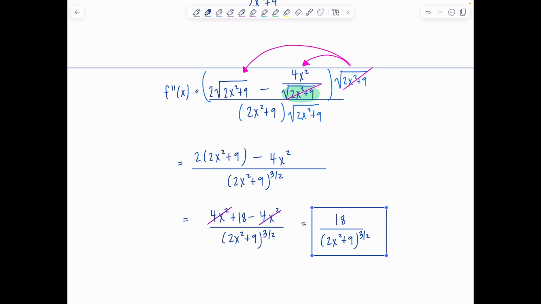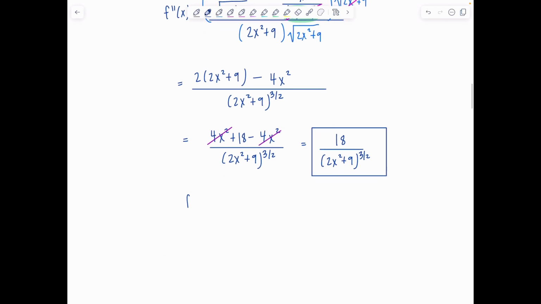Woohoo! We're not quite done. We needed also to find f''(0). So that's going to be 18 over (0 + 9)^(3/2). So that's 18 over 9^(3/2). You take the square root of 9, that's 3. Then you raise it to the third power, that's 27. So 18 over 27 reduces to 2/3.